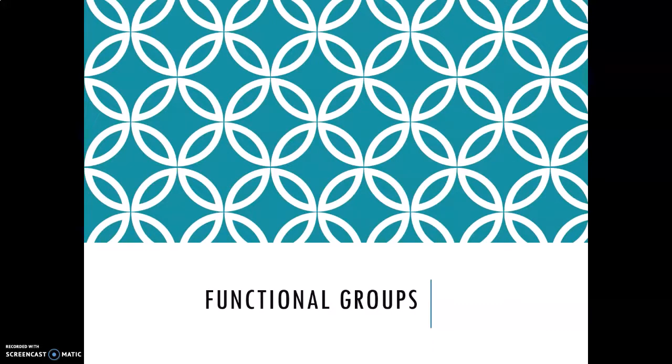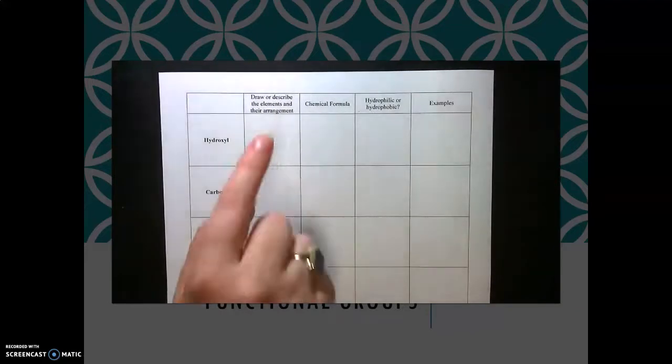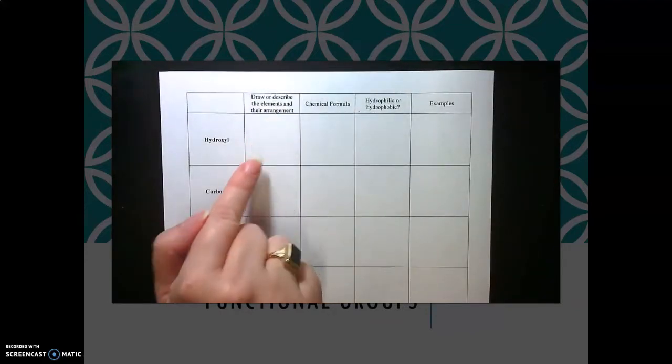The next part of your notes is going to be focusing on specific functional groups. So at this point, you should be on the back of the Power Notes sheet where you have this chart to fill in. And in the chart, you are drawing or describing the functional group, you're giving its chemical formula, you're stating whether it's hydrophilic or hydrophobic. We'll talk about those terms in just a minute, and then giving some examples.